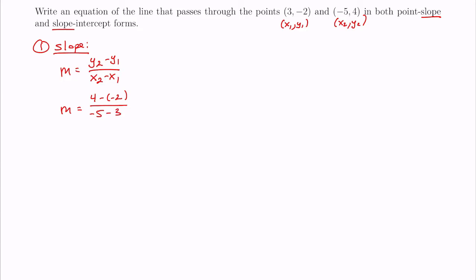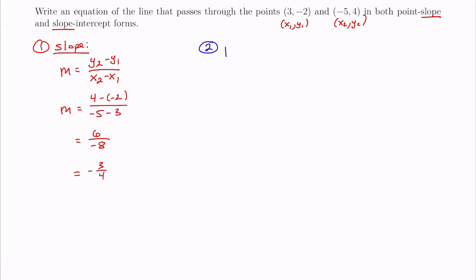Cleaning that up further, 4 minus -2 is really 4 plus 2, or 6, and -5 minus 3 is -8 in the denominator. So this gives us a slope of 6 over -8, which will reduce down to -3/4.